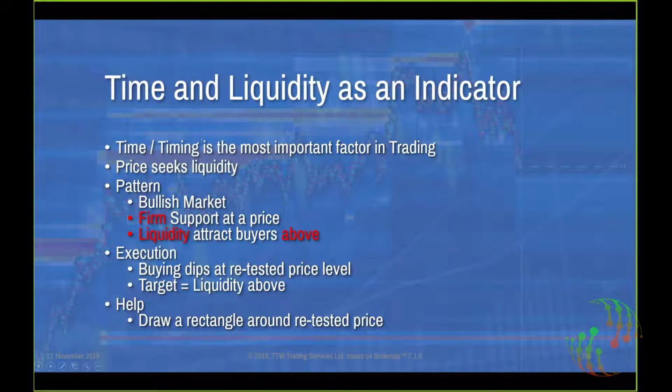Price seeks liquidity, that's obvious. Pattern: we have a bullish market, firm support at price, liquidity attracts buyers above. Execution: buying dips at the retested price level. And target is liquidity above. Draw a rectangle around the retested price.